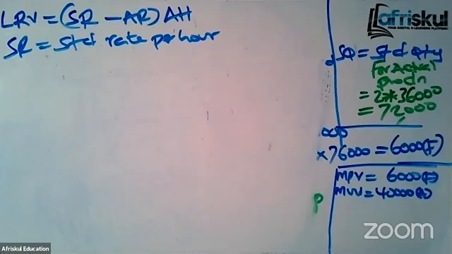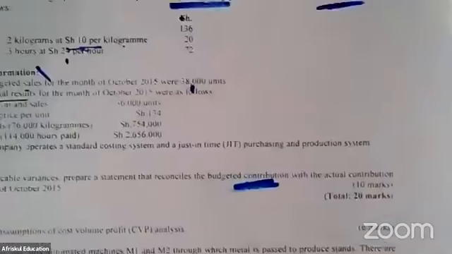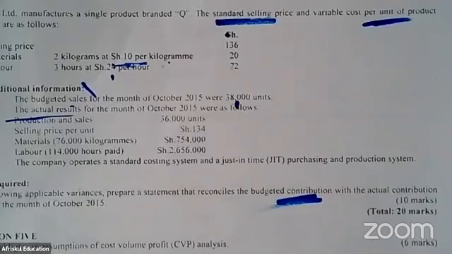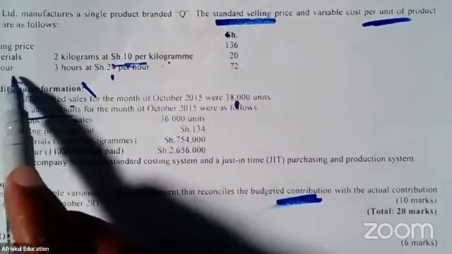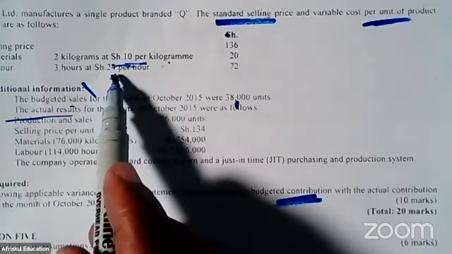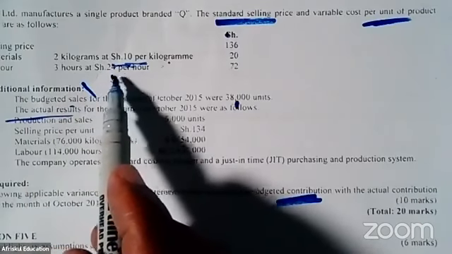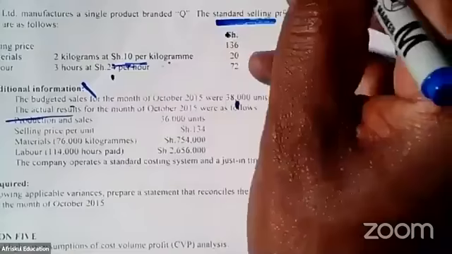In this question, have they given us the standard rate per hour? Check. From our standard cost card, the standard rate of labor is 3 hours at 24. I'm interested in this 24 per hour. So the standard rate per hour is 24.